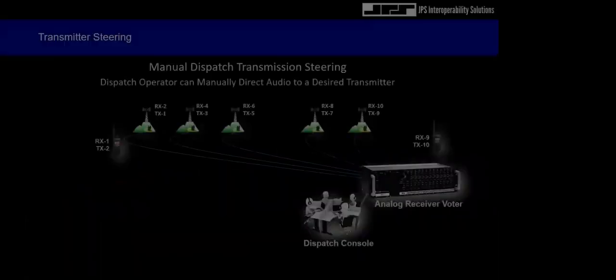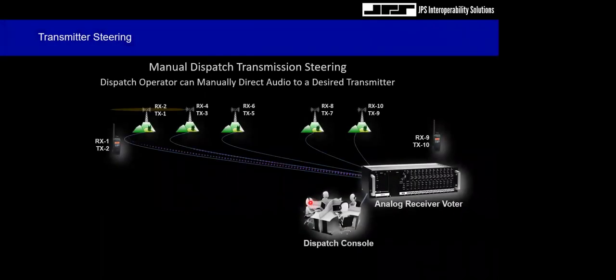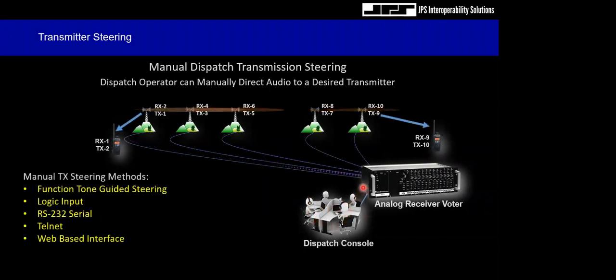Transmitter steering is still a viable function where the dispatch console can use very many methods to direct their communications only to a single transmitter. So this works great in a multicast situation as well, but we have many means of signaling from the dispatch console to tell the comparator or voter, hey, I want to go to a specific transmitter. We call that transmitter steering.